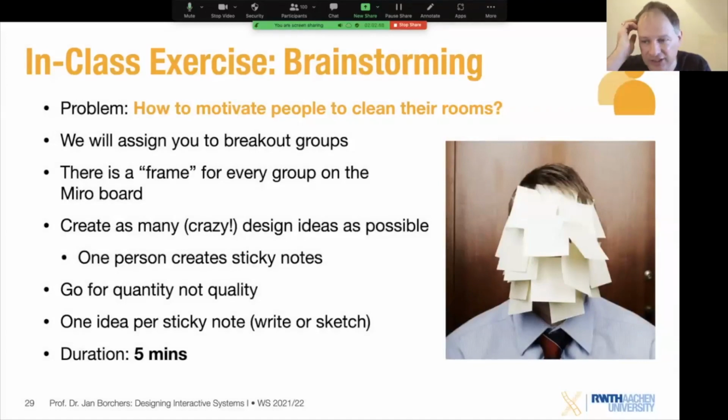The topic that we want to do for this is just a little exercise: how to motivate people to clean their rooms. That's what we want you to explore in these small breakout groups. We make them small so that you can actually talk over each other. Although I know Zoom isn't perfect for this, with a few people in each group, I hope that you are going to be able to do that.